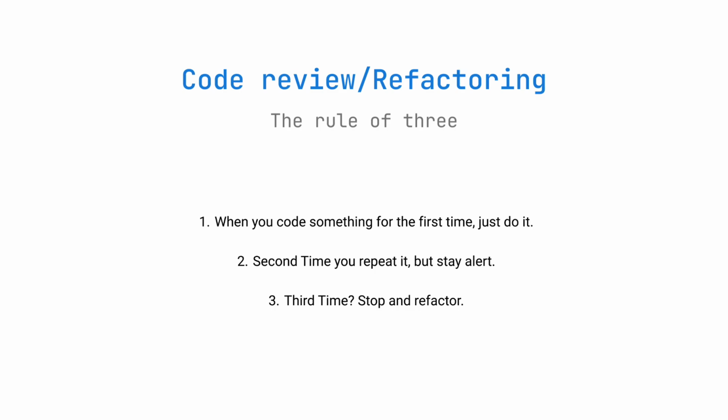This rule helps you make a balance between too early abstraction, which can lead to overly complex architecture, and excessive code duplication, making the project difficult to maintain. This approach helps develop maintainable code while avoiding the pitfalls of over-engineering or under-engineering your solutions.